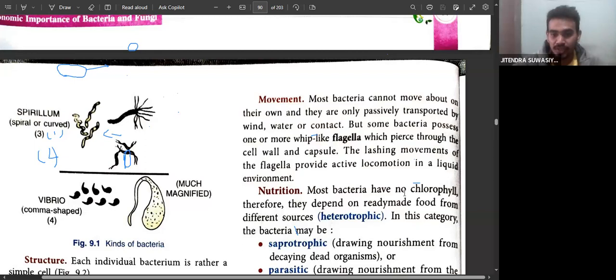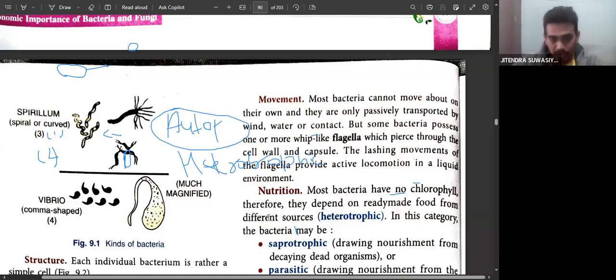Most of the bacteria have no chlorophyll. As I told you, some bacteria are heterotrophic, some are autotrophic. Most bacteria don't have chlorophyll, so they do not prepare their own food, but depend on ready-made food from different sources. The organisms which depend on other organisms for their food are heterotrophic. And the organisms which do not depend on others and prepare their own food are autotrophic.